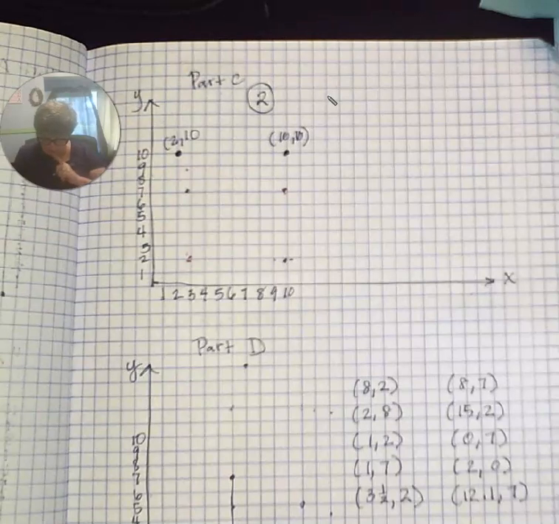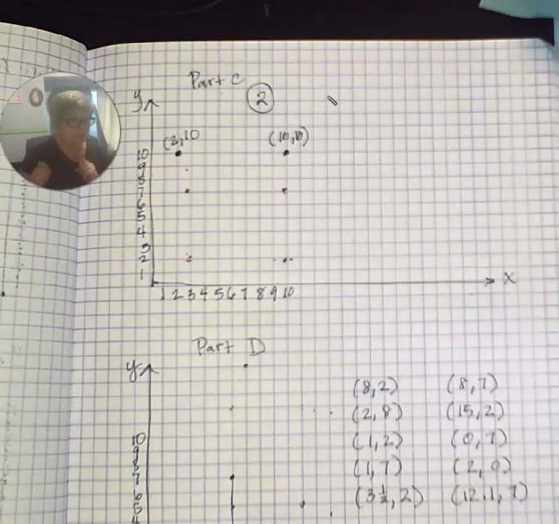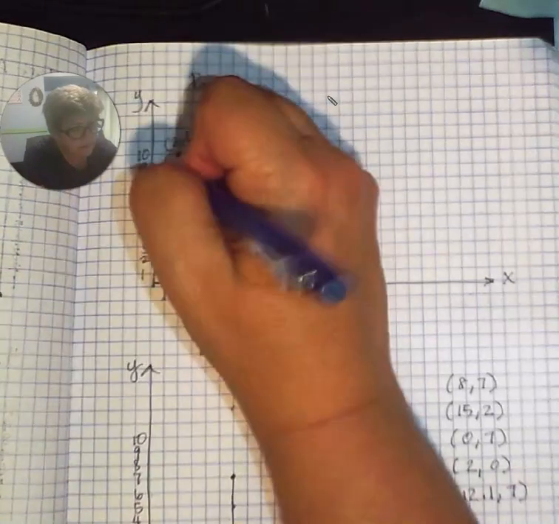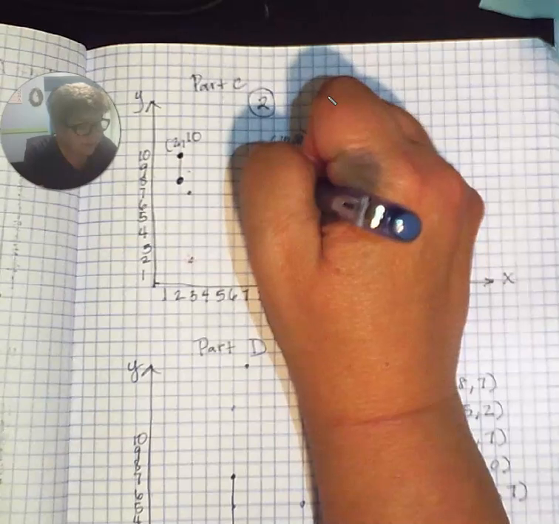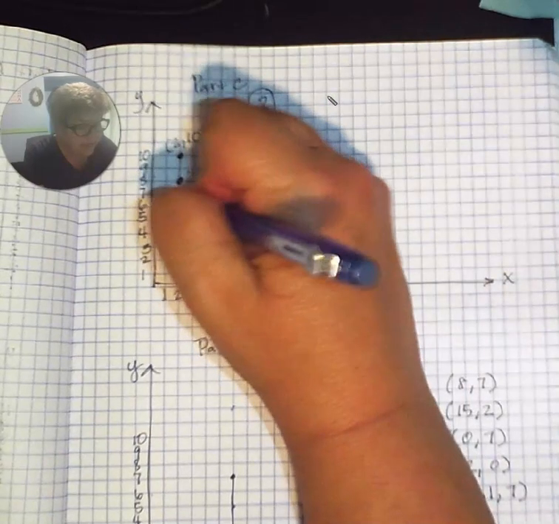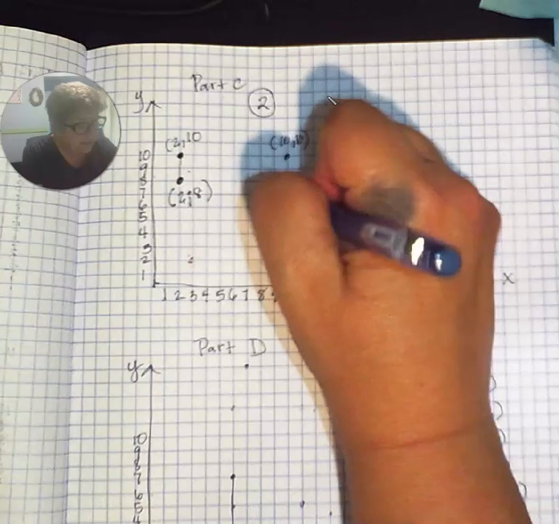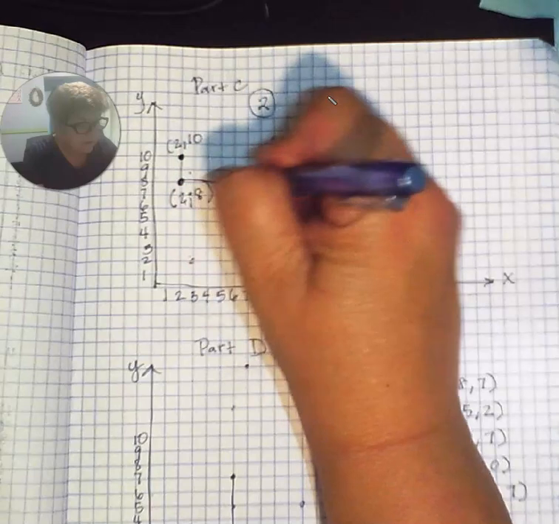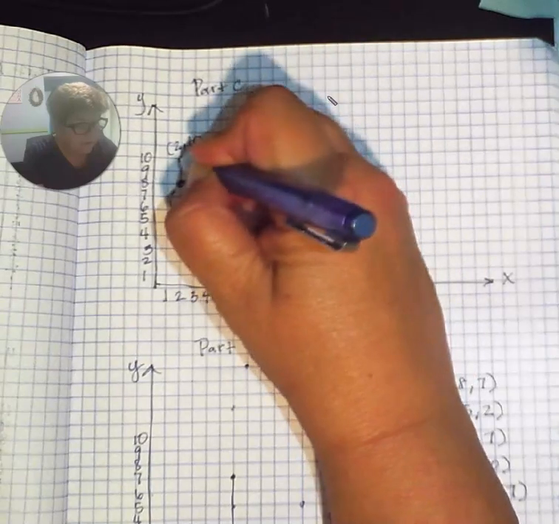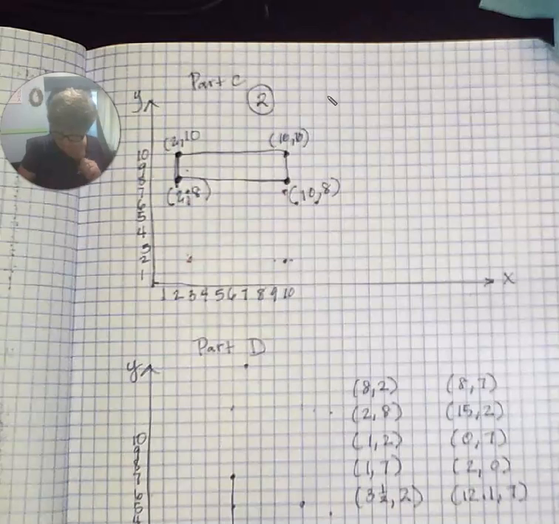Your partner also plotted 2 vertices of a rectangle, and the number your partner chose represents the height of the rectangle. So you have to determine the locations of the other 2 vertices. Since I have a 2, mine's going to be 2 units. I'm going to put it right there. And we have to put our ordered pairs. So that would be 2, 8 and 10, 8. All right, and draw your rectangle.